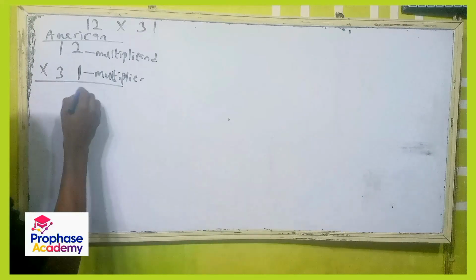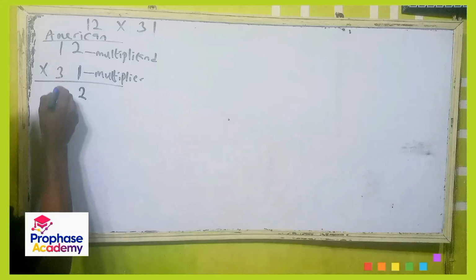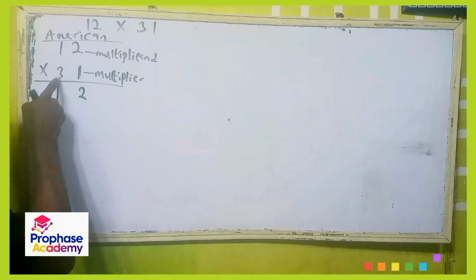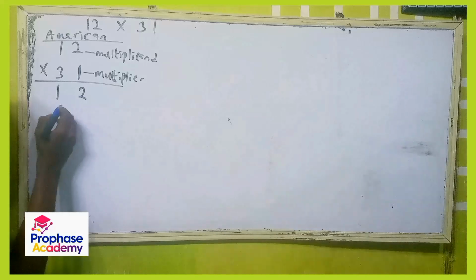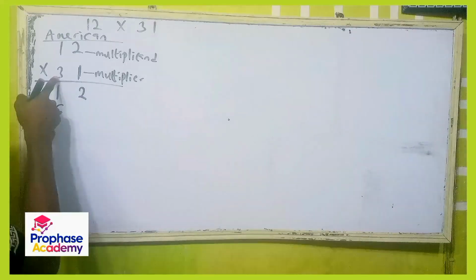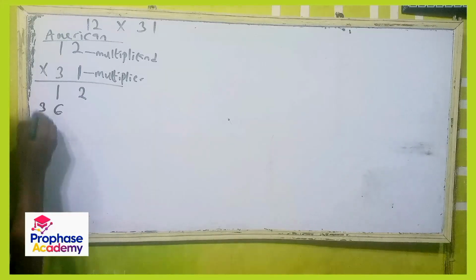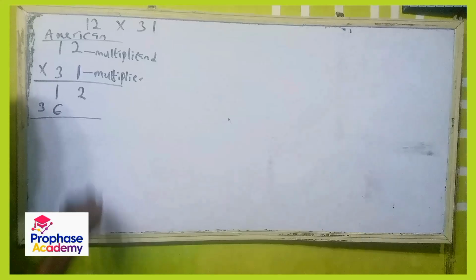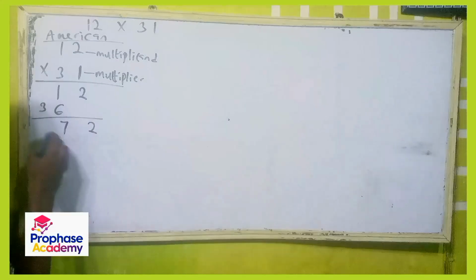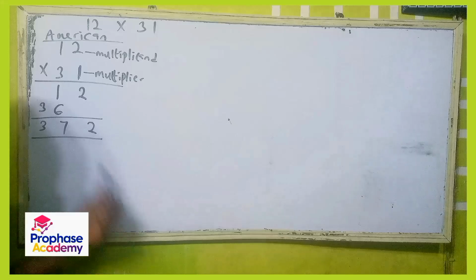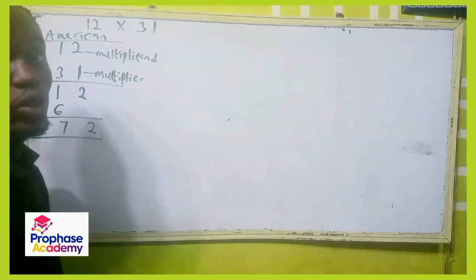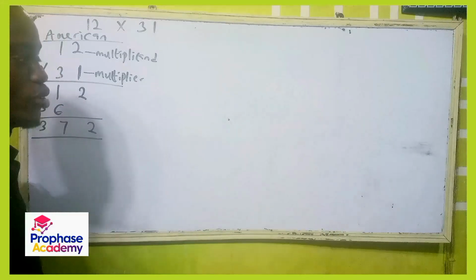So 1 times 2 is 2, 1 times 1 is 1. The next one, 3 we times 2 is 6. We write it towards the left place. Then 3 times 1 is 3. Then the next thing we do is to add, right? So 2, 7, then 3. So the answer is 372. And that is the American method, which is the one we commonly use even across the world.